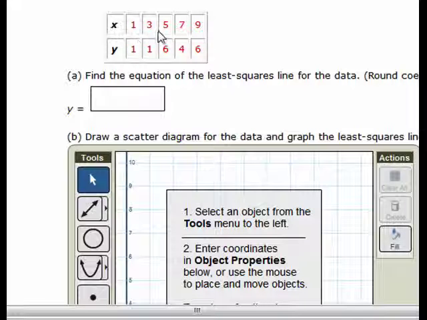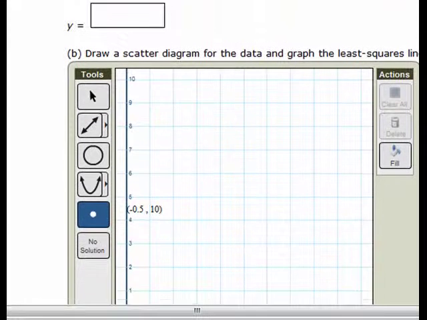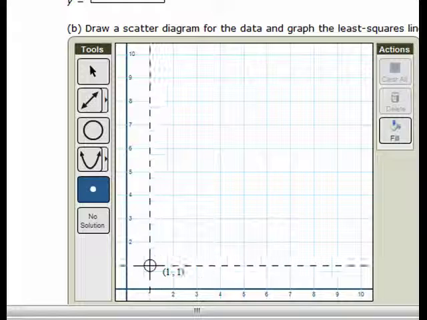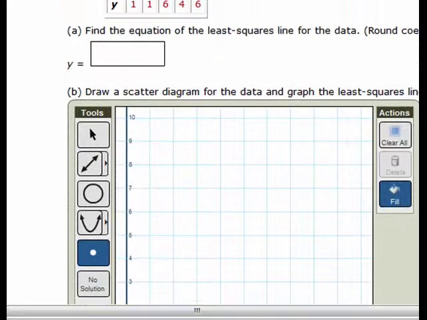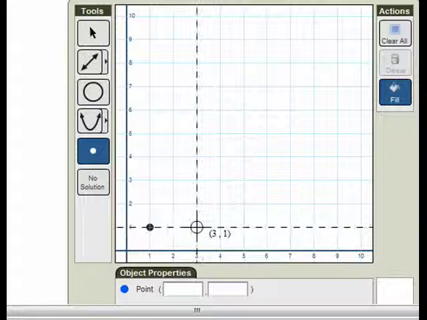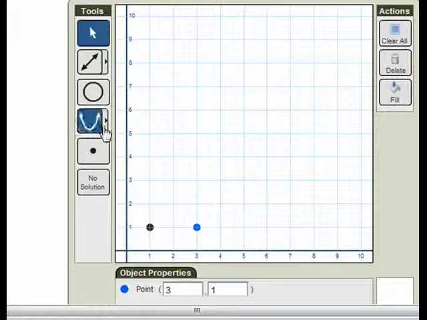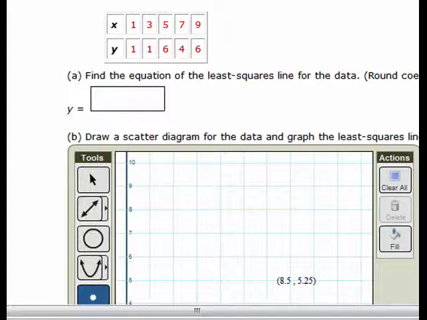So I have 1, 2, 3, 4, 5 points to graph. So I click on the point, and 1, 1 is one of the points. So I put the point there. But I still have 5 more, so I just have to click on the point again. And then 3, 1. And click on the point again. And then do that for all of them.